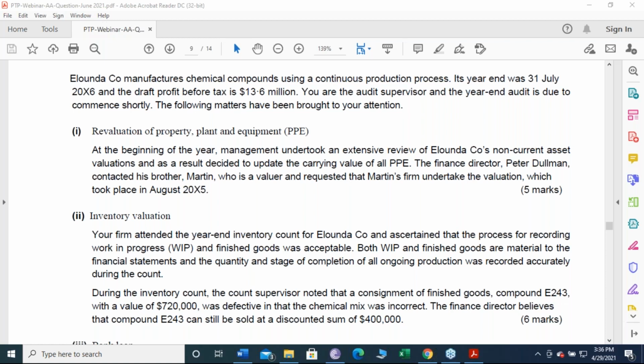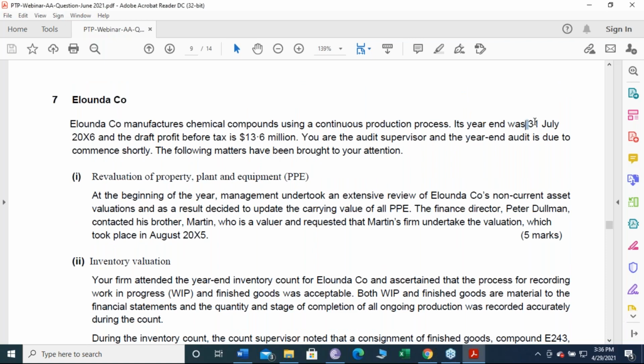At the beginning of the year, management undertook an extensive review of the company's non-current asset valuation, and as a result, decided to update the carrying value of all property, plant, equipment. The finance director, Peter, contacted his brother Martin, who is a valuer, and requested that Martin's firm undertake the valuation, which took place in August 2015. So the year end is 31st July 2016, but that took place in August 2015.